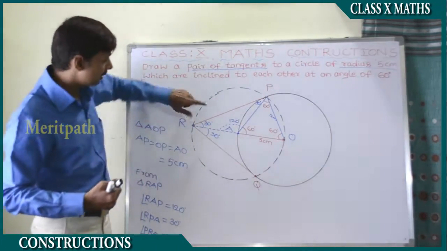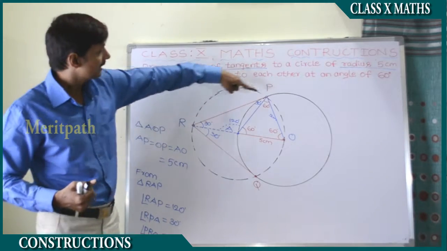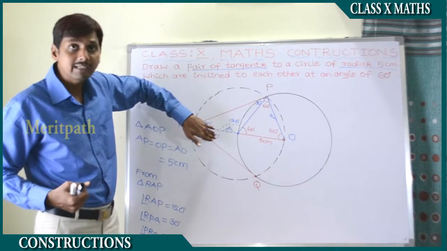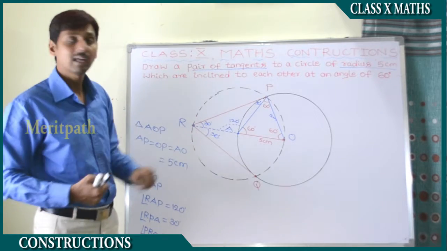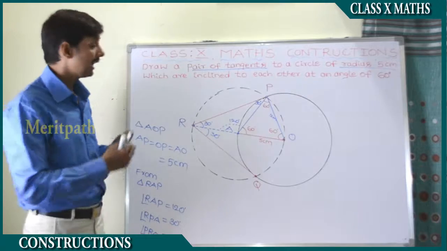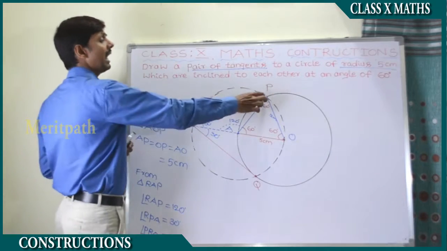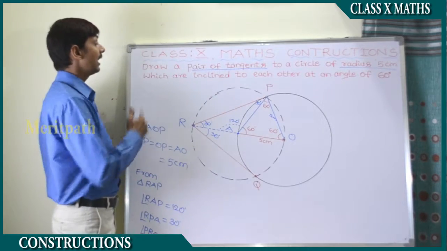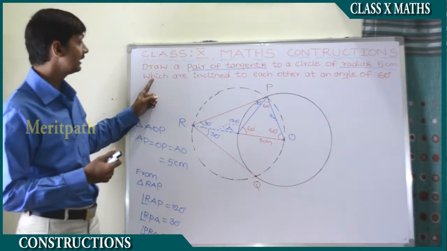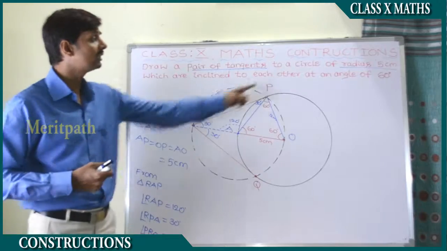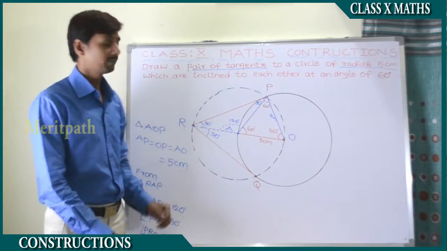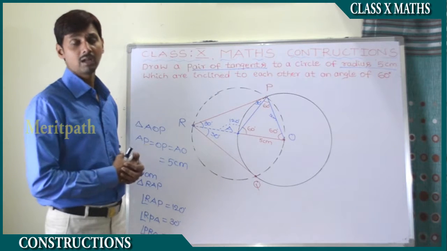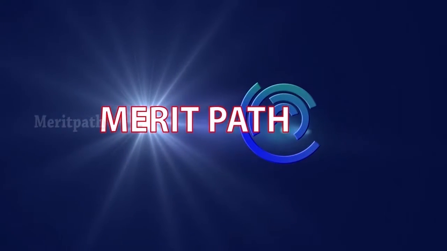Then we observe here the angle made PRO is 30 degrees, and on either side it also makes 30 degrees, and then we got all these things. And then here we can observe the angle made PRQ is 60 degrees, and when we read out the question here, which says inclined to each other at an angle of 60 degrees, hence the construction is proved and completed.